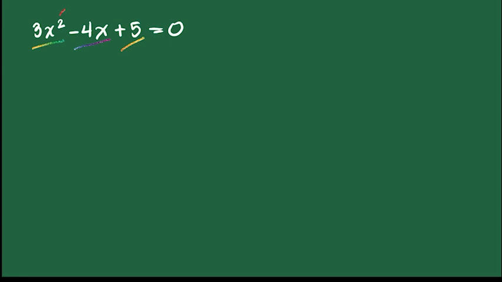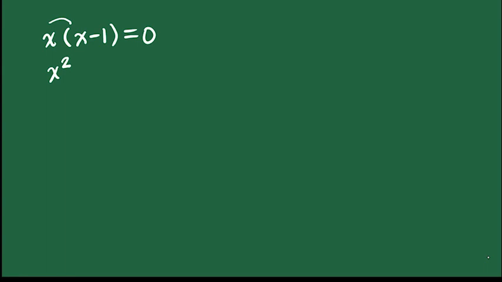Let's go now to our second example. In the second example, we have x times the quantity x minus 1 equals 0. It is not obvious that this is a quadratic equation, but actually it is. All you have to do is simplify the equation by multiplying x to the terms in the quantity x minus 1. So you will have x times x, that's going to be x squared, and then x times negative 1, you'll have x squared minus x equals 0.